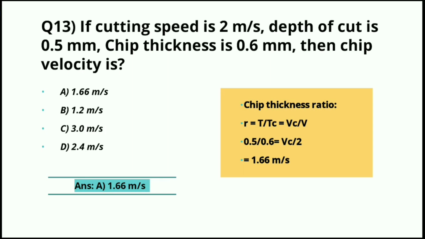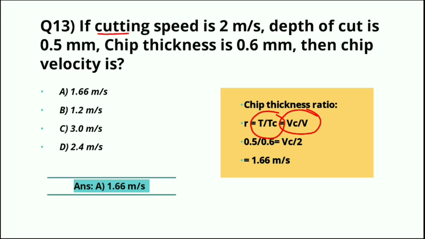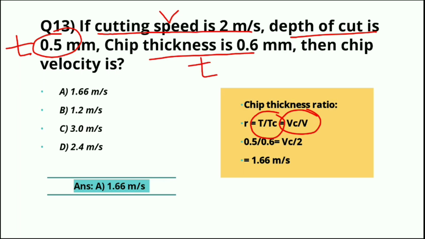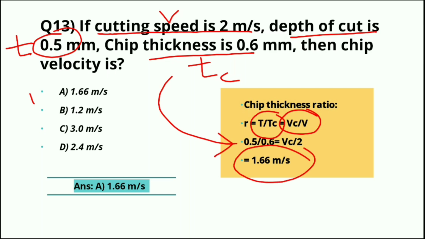We know that chip thickness ratio r is given by uncut chip thickness divided by chip thickness, which equals chip velocity divided by cutting velocity. Here in the question, cutting speed is given, meaning V is 2 meter per second. Depth of cut means uncut chip thickness t is 0.5 mm. Chip thickness tc is 0.6 mm. Now we will put the values and get the answer. So the right answer is 1.66 meter per second, part A. Now we will see our next question.